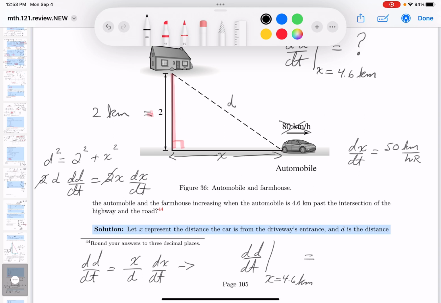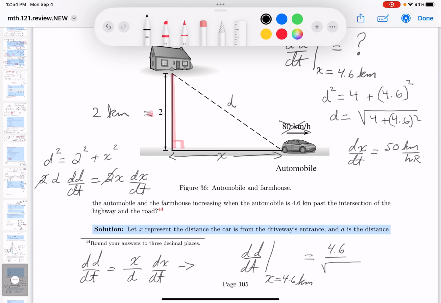All right, let's write it down. What's x? 4.6. I'll put the unit on later, by the way. Oh boy, I got to figure out the d now, don't I? So d squared is going to equal 4 plus the x squared, and the x squared is going to be 4.6 squared. I'm not going to do the arithmetic, by the way. So what's d going to be? It's the square root of 4 plus 4.6 squared. I'm going to write that down.